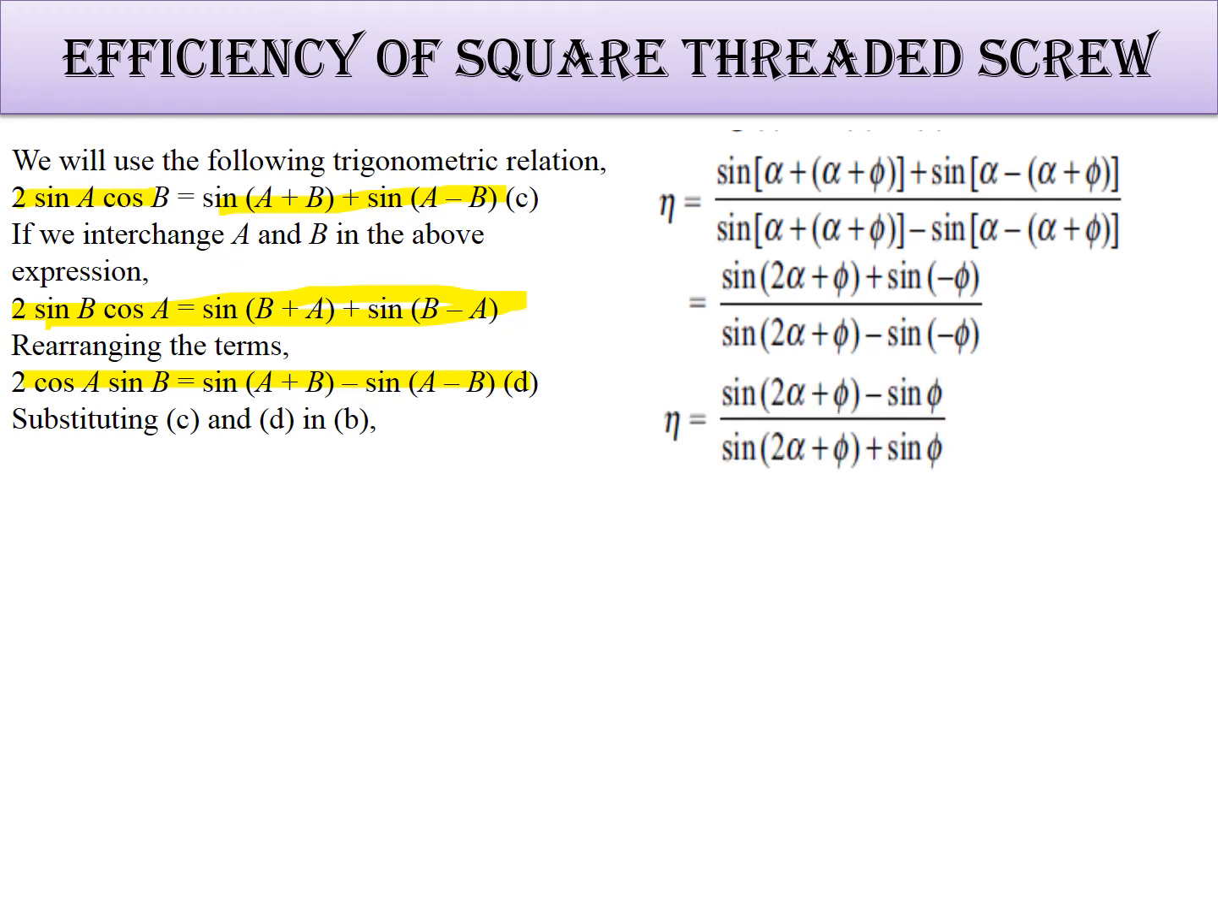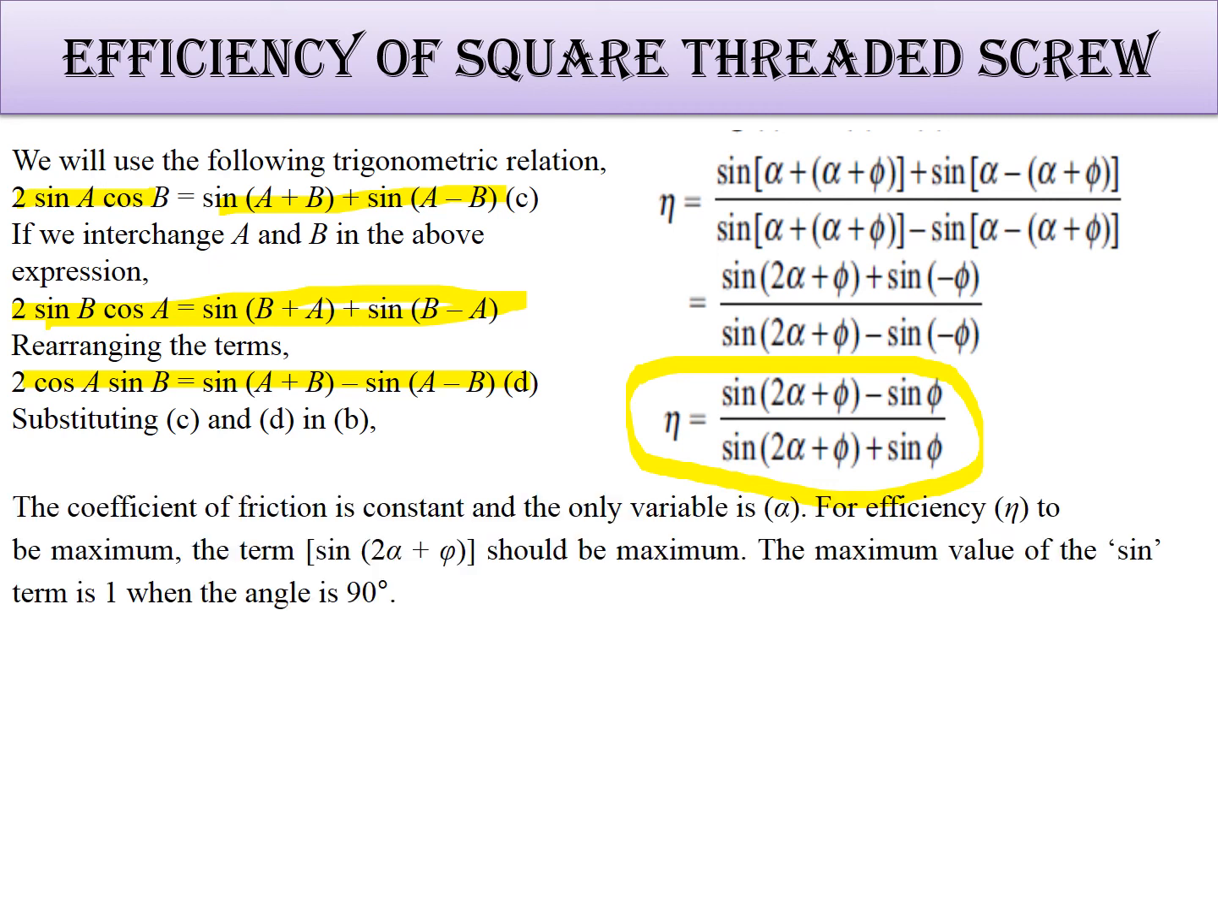Now this minus, this plus minus minus, and this minus minus become plus here. So the equation gets changed and it becomes this: sine of 2 times alpha plus phi minus sine of phi, divided by sine of 2 alpha plus phi plus sine of phi. Now we get this equation. So the coefficient of friction is constant and the only variable is what? The alpha. The alpha is the only variable here. Just remember this part.